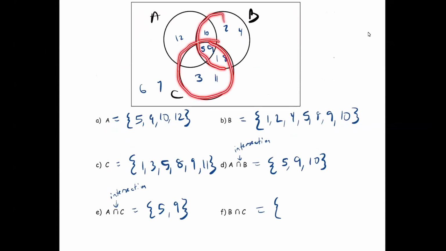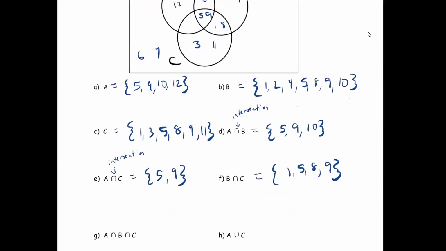5, 9, 1, and 8. Yeah, looks like this time it's going to be 1 and 8 and 5 and 9. Yeah. That's the intersection of the circles B and C. So I'm going to write that as 1, 5, 8, 9. All right.